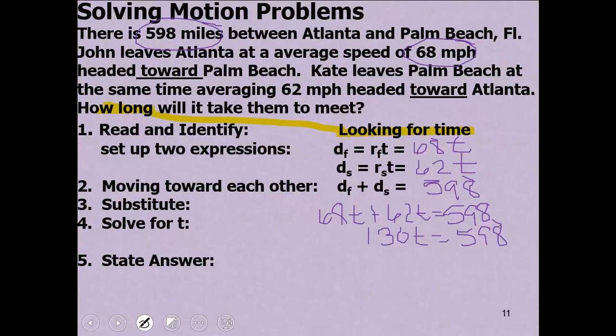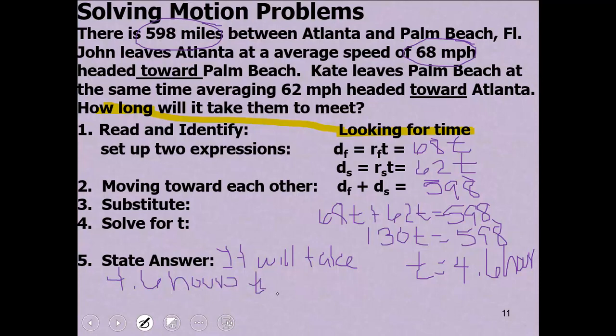T is equal to 4.6 hours. So roughly 4.5 hours to get there. Who's going to travel more miles? Well, that's going to be John, because he's going faster. So if we state the answer, it will take 4.6 hours to meet.